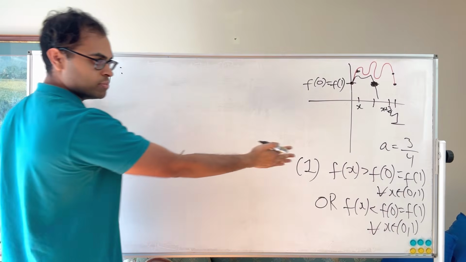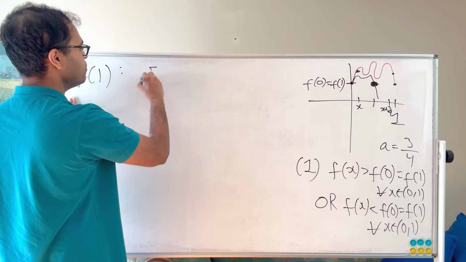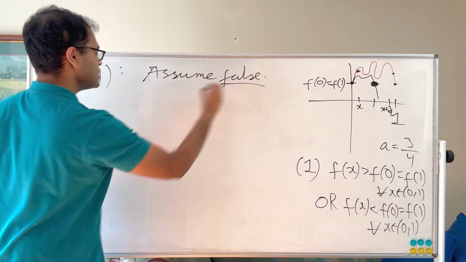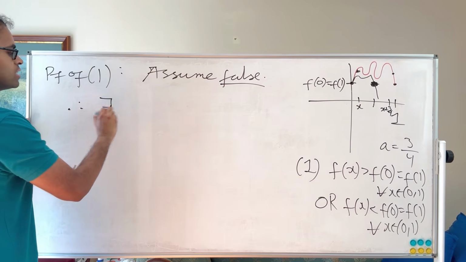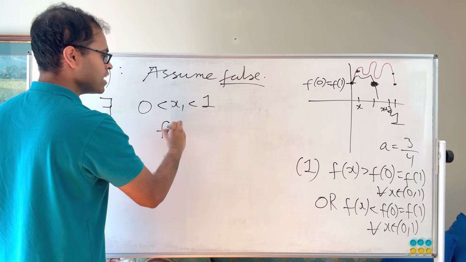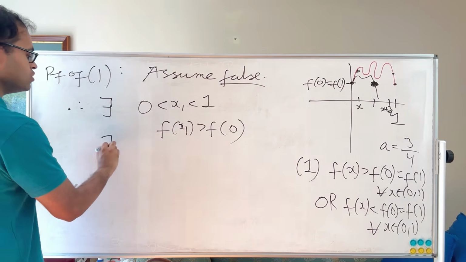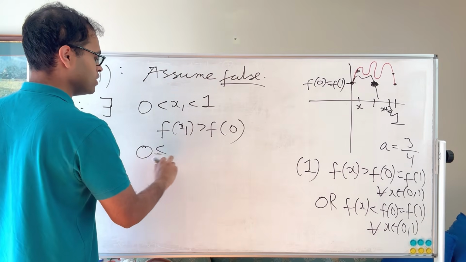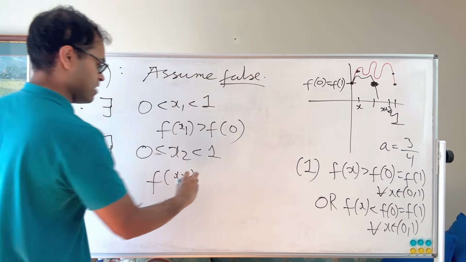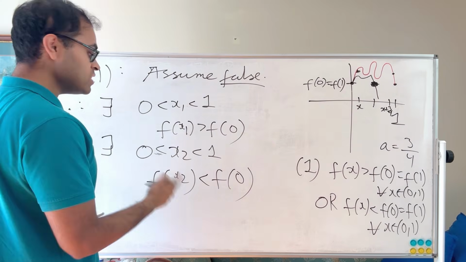So we're going to assume that's false. So what that means is that there's going to be some x1, so therefore there exists x1, with 0 < x1 < 1, so that f(x1) is greater than f(0), and there's going to exist an x2 between 0 and 1 so that f(x2) is less than f(0). And now because of this, the intermediate value theorem, f is continuous.